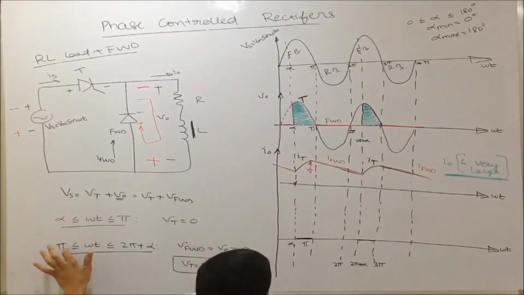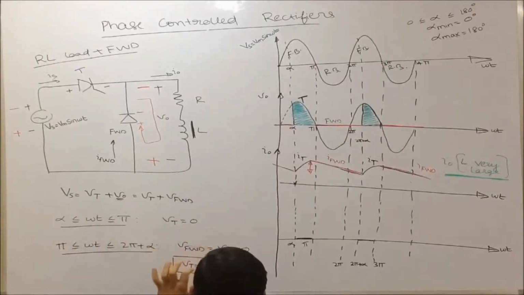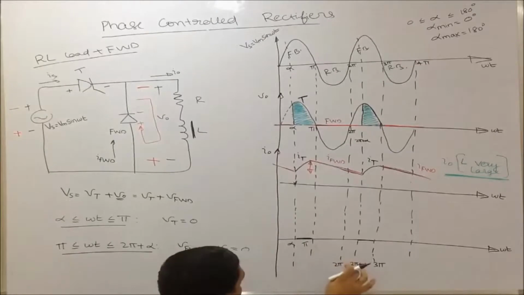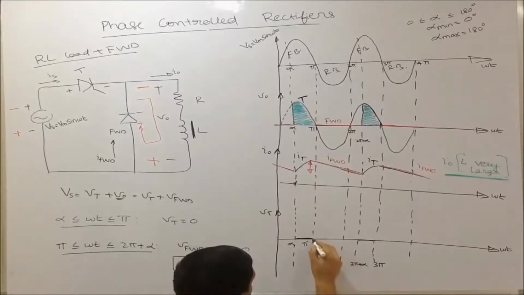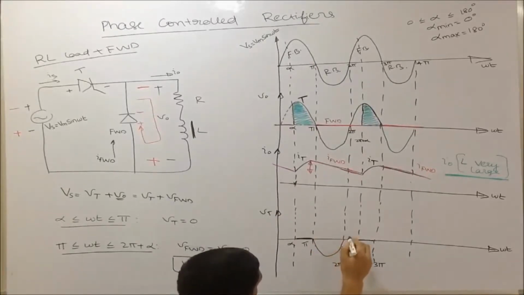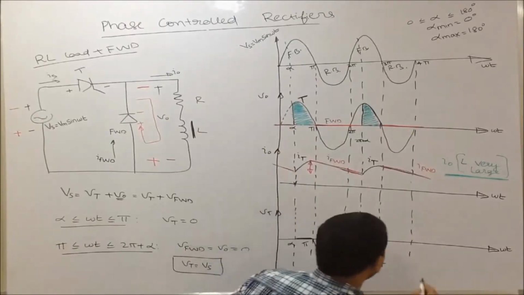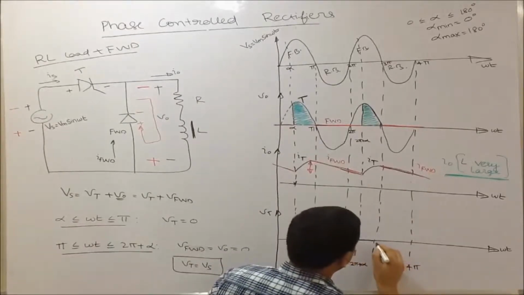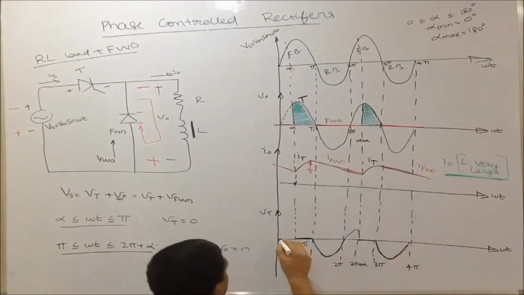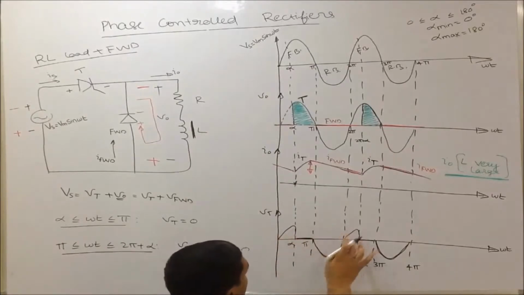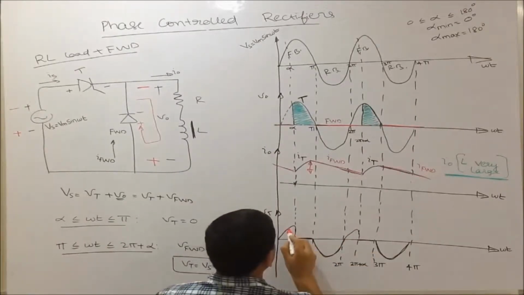From pi to 2 pi plus alpha, the Vt is Vs. Pi to 2 pi it is negative, and 2 pi to 2 pi plus alpha it is positive. The same thing happens from 3 pi to 4 pi. Vt is Vs. Since Vs is negative, I am drawing in the negative half cycle. Here it is positive. This you can copy from this one. Now I am marking this.